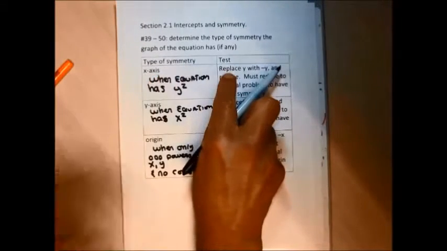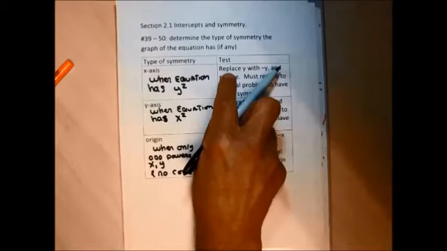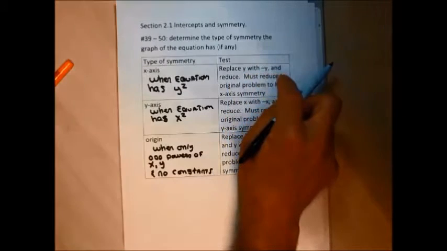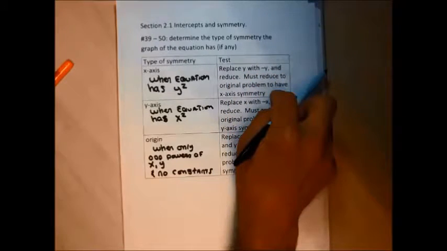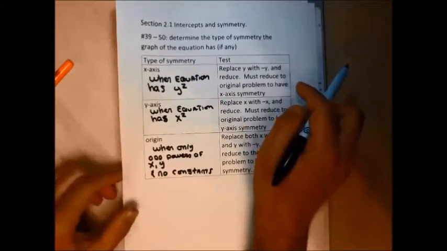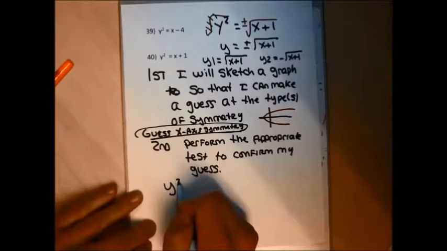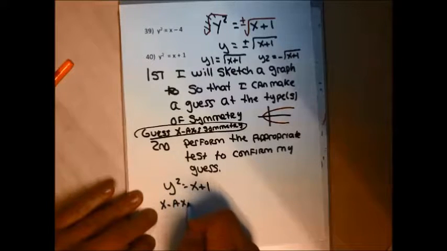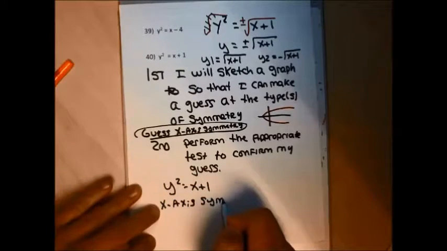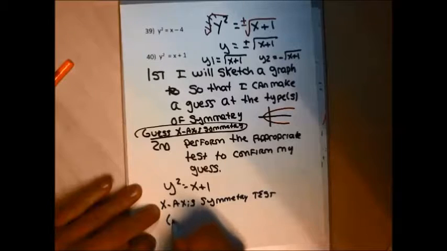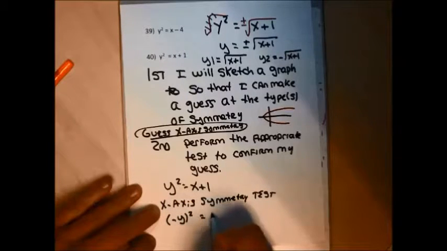The test to determine if an equation's graph is symmetric to the x-axis is to replace the y with negative y and reduce. If it reduces to exactly the original problem, then the graph has x-axis symmetry. So the test that I'm going to perform in problem 40 is I'm going to take the original equation, y squared equals x plus 1, and do the x-axis symmetry test, which is to replace the y with negative y and reduce.